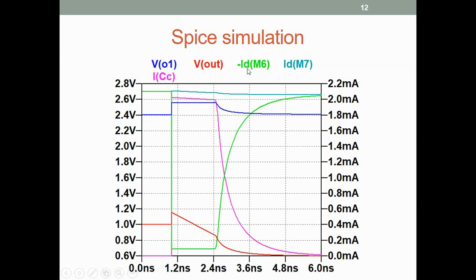Okay, I'm sorry. ID6 is not going to 0, by the way. This green is here. So ID6 is not becoming 0. It is carrying a small current, 0.1 milliampere. So the current in the capacitor is slightly less than the current in M7, and that is what charges the capacitor.